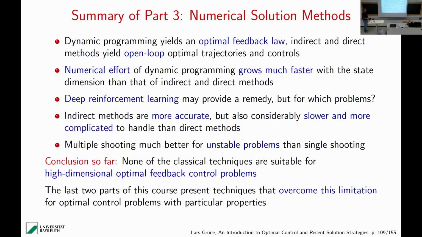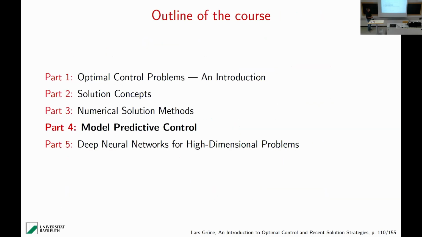So what to do? I would like to present, and this is very much connected to my own research, two techniques that overcome this limitation, not for general optimal control problems, but for optimal control problems that have particular properties. I don't think you can expect to do this for any optimal control problem you can think of. You need to exploit structural properties to get beyond these limitations.